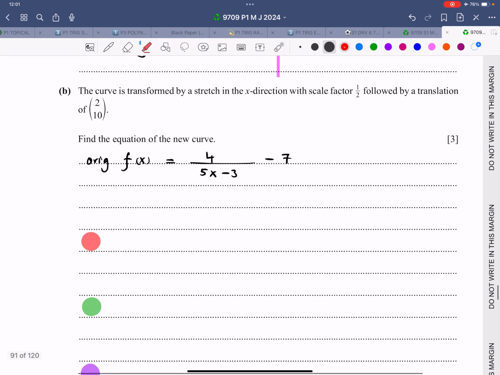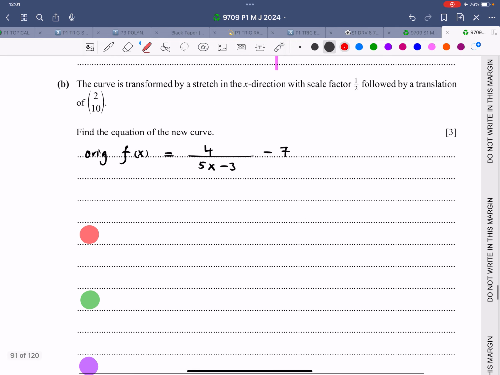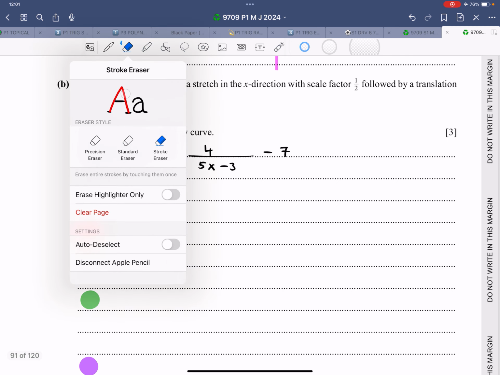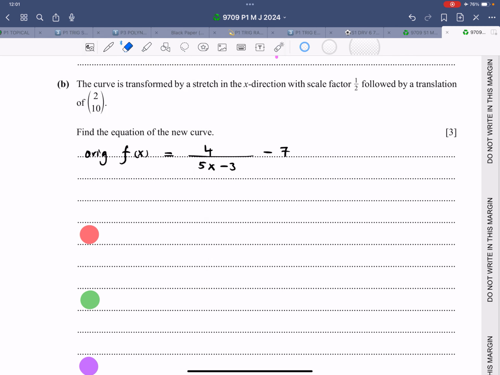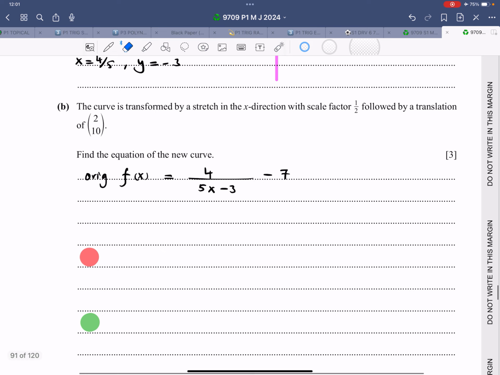Now for 3 marks, here comes the epic thing. I think the most technical question that people just want to avoid. That is the concept of transformation. Now let me read it out. Now it says the curve is transformed by a stretch in the x direction with scale factor half. That is the first thing.